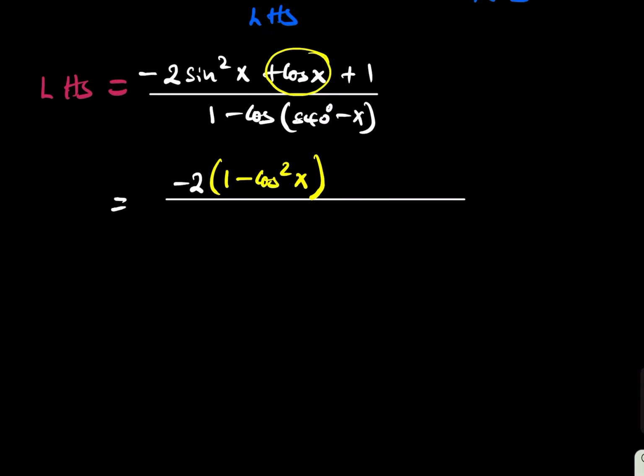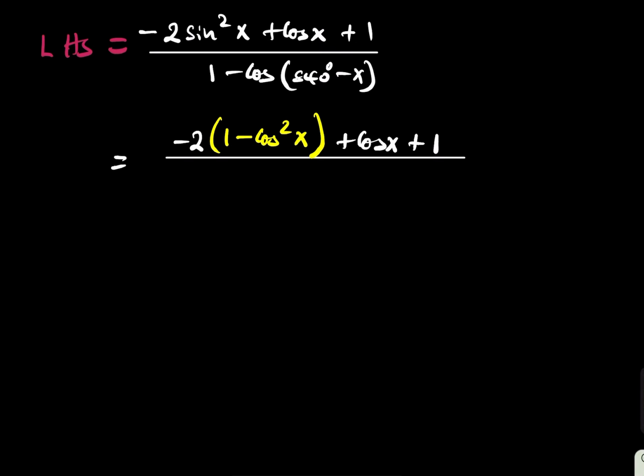Now, this is cos, and I can't really change that. So I'm going to write a plus cos of x. There's plus 1 there, which is this one. I don't want to mess up. So now I see that I have my 1 minus a cos.